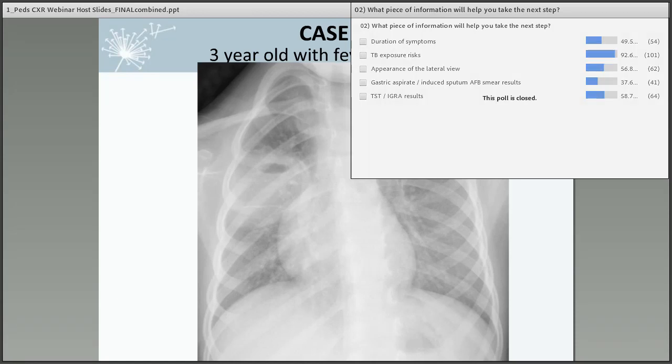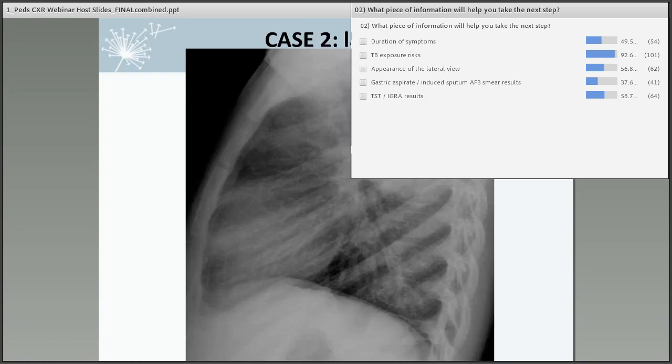Again, she traveled to Mexico a couple times, but no specific TB risk factors, and I will ask Dr. Wu to comment on her images. Thank you, Anne. All right.